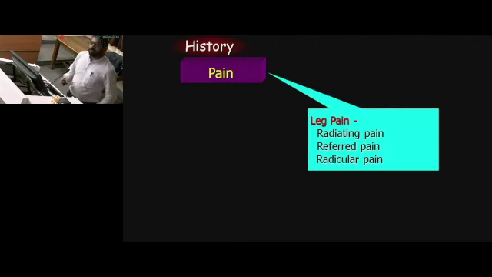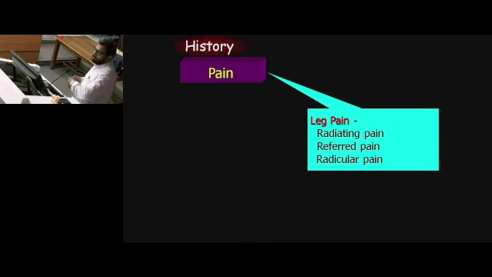Leg pain. As you all know, if there is a prolapsed intervertebral disc, the patient will also have radicular pain associated with the back pain. So, this leg pain can be of three types. It can be radiating pain, it can be referred pain, or it can be radicular pain. So, what is the difference between these three pains?